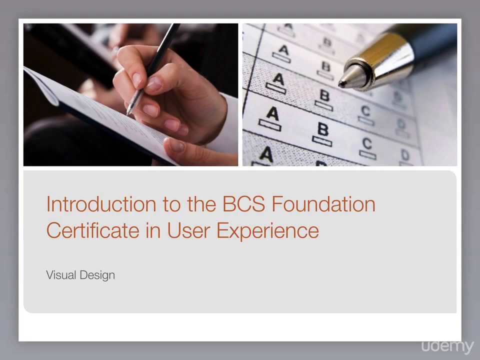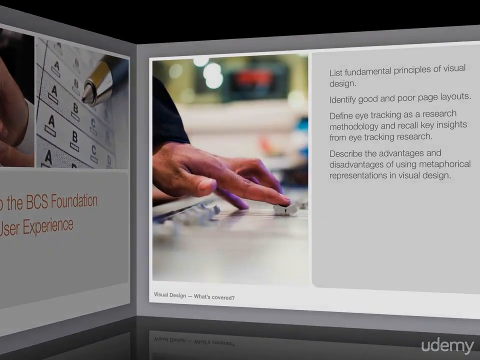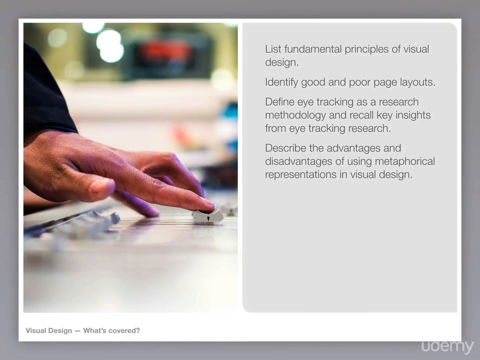So there are 9 areas in the BCS Foundation Certificate in User Experience. We're on the 7th syllabus area, which is visual design. And here's the kind of things that it's covering. So you should be able to list the fundamental principles of visual design. And it's really about knowing how you can use those to remove clutter from user interfaces.